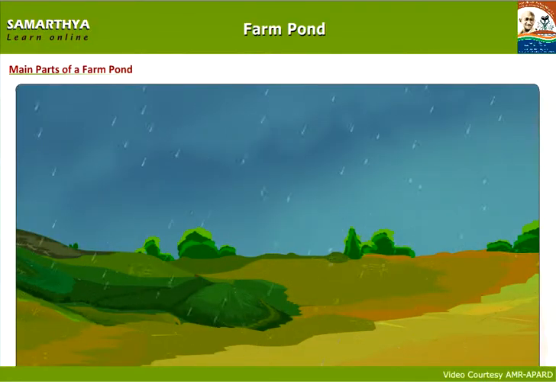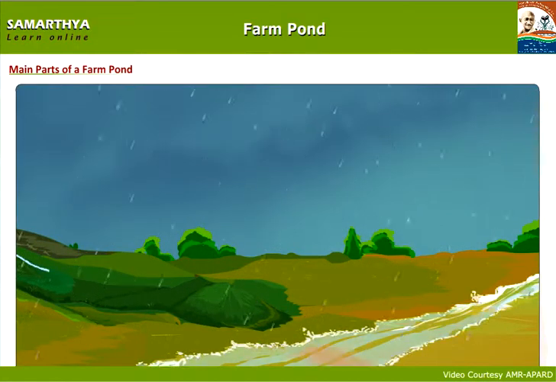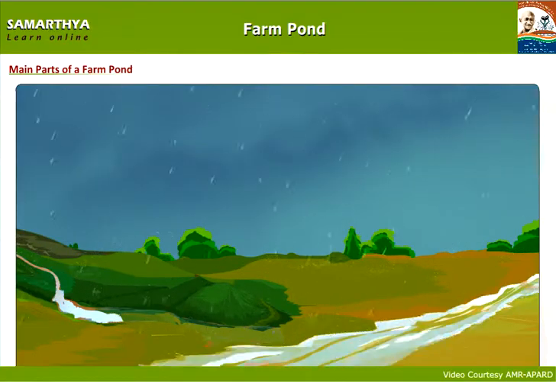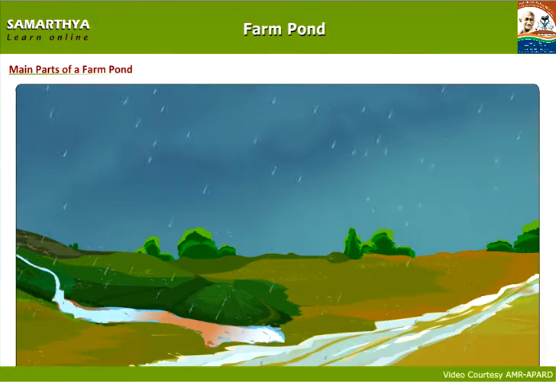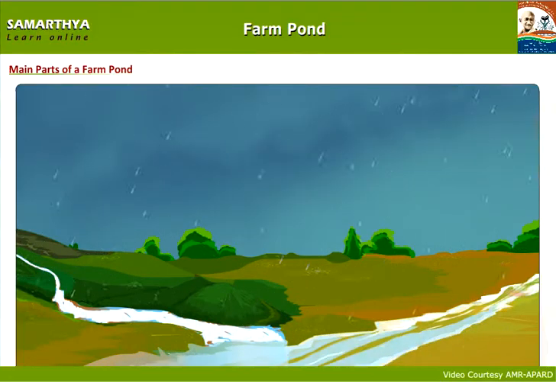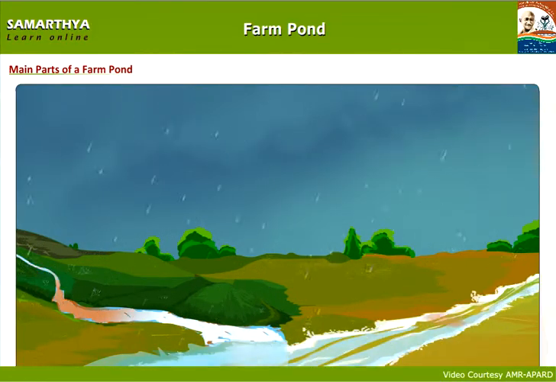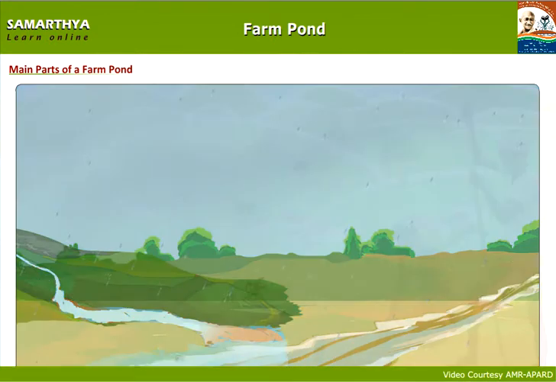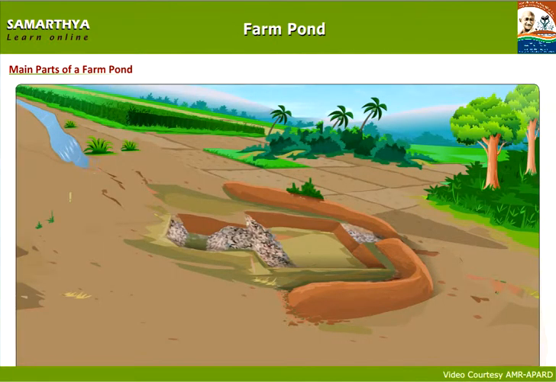Rainwater enters the low-lying areas and enters the farm pond during rain. Fast-flowing water takes along with it the fertile alluvial soil from the top layers. In this way, the alluvial soil which comes with the flow of rainwater gets deposited in the silt trap and the water enters the farm pond. In this way, the alluvial soil remains in the silt trap.